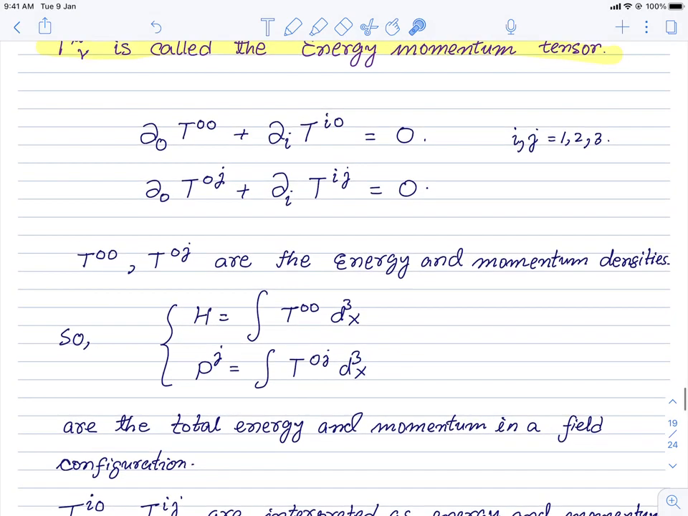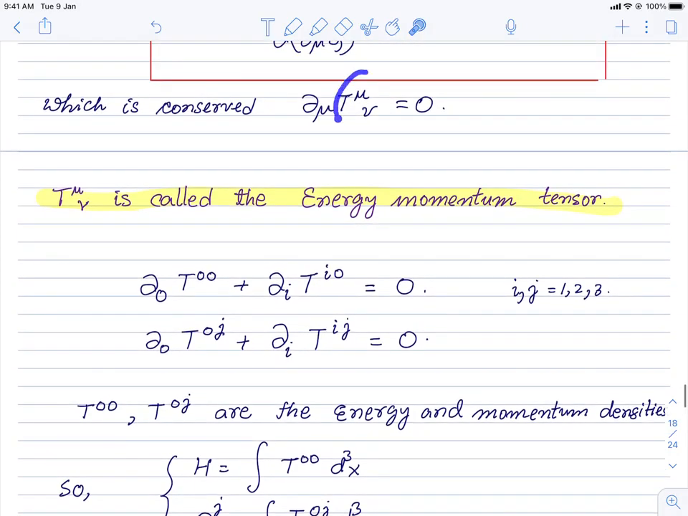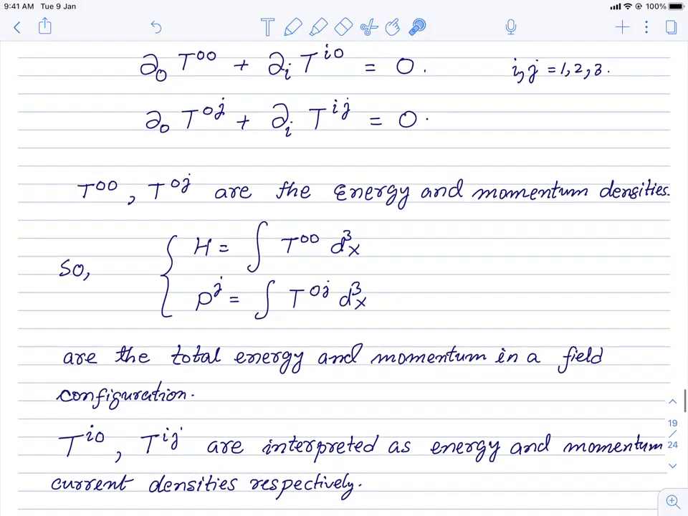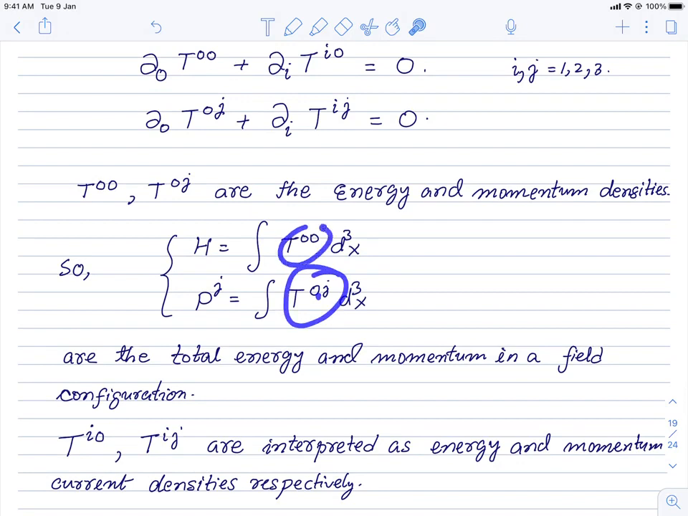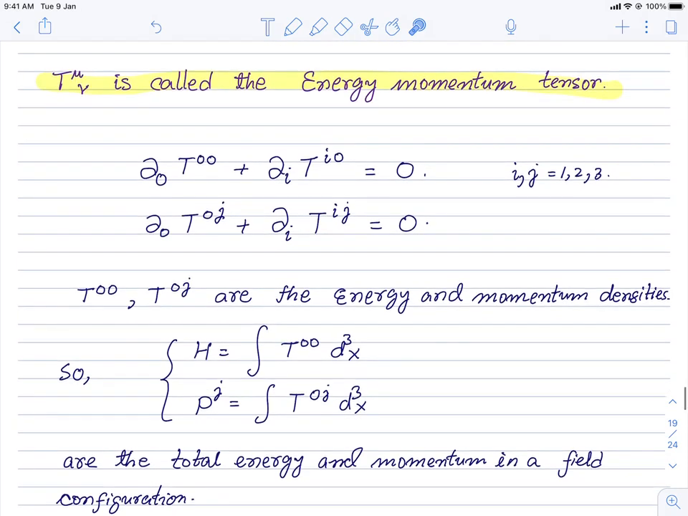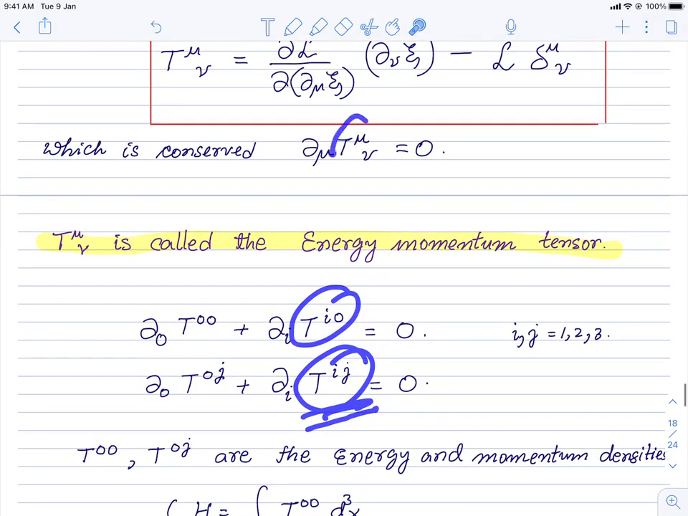So from this so-called energy momentum tensor, we can read off the energy density and the momentum density and then integrate them to get the energy and the momentum of the fields in a particular configuration. And if you remember, this object here is basically the energy current density, and this is the momentum current density. These are particular components of this covariant energy momentum tensor.